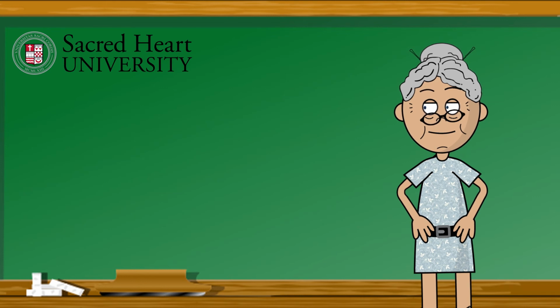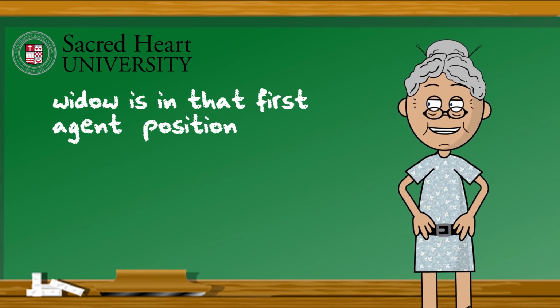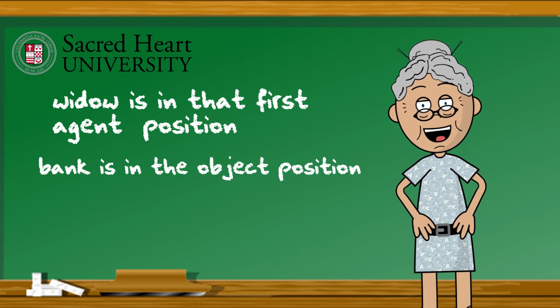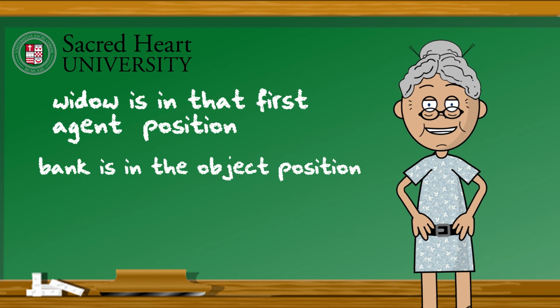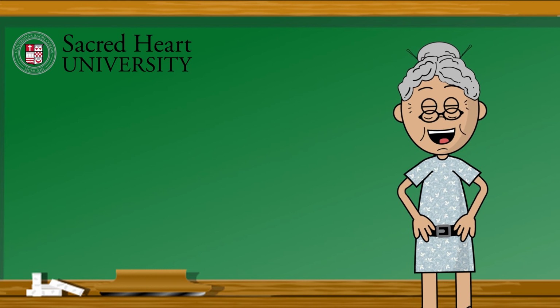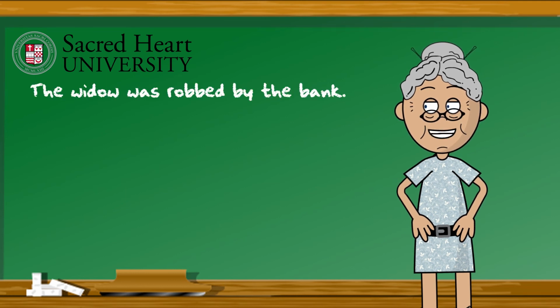In the second sentence, though, the word order is different. The widow is in that first agent position. So she's doing the action of the verb, and the bank is the object, so the bank's receiving the action of robbing. That's how English grammar works in SVO sentences. Word order tells us who's doing and who's receiving action. Now, once in a while, usually for pragmatic reasons, we may want to put the receiver of action first and the doer last. When we do, English grammar gives us a little workaround in the passive sentence. We can say, the widow was robbed by the bank.